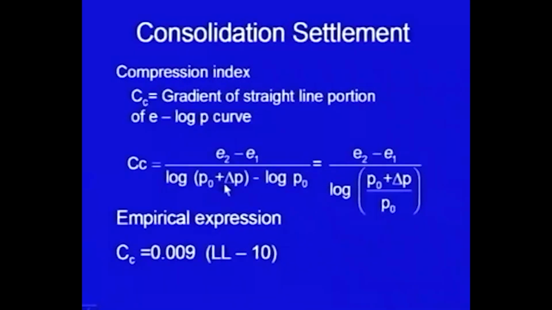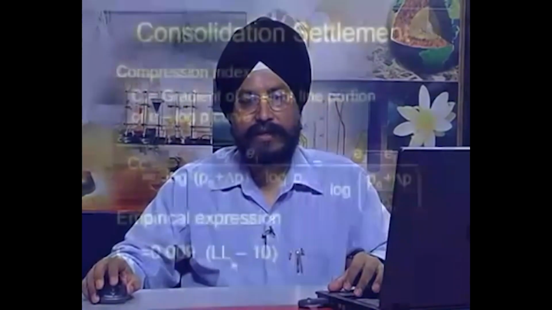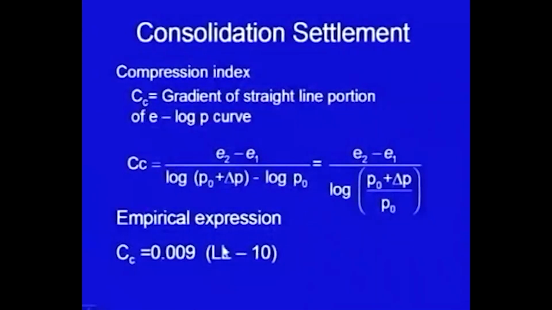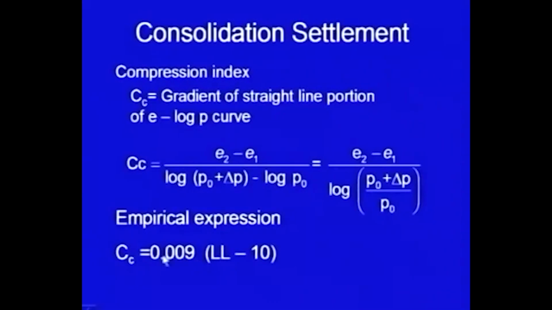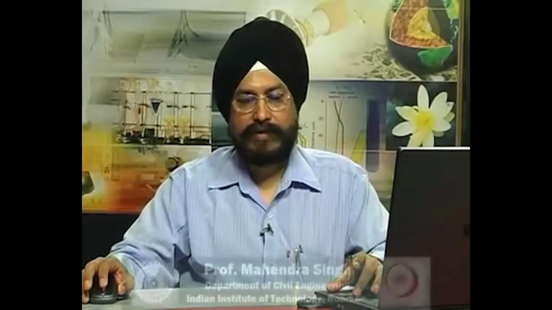If this test is not available, you can use some other data also, and you can find out the approximate values of the compression index. One expression I have given here, there are several other expressions, you can see the references. So, this is Cc equal to 0.009 times (liquid limit in percentage minus 10). So, this gives you one approximate value of Cc if you do not have the consolidation test data.